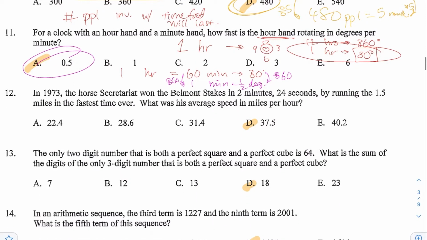Next for number 12, in 1973, the horse Secretariat won the Belmont Stakes in 2 minutes, 24 seconds by running the 1.5 miles in the fastest time ever. What's the average speed in miles per hour? So here you have to convert again. You want miles per hour, so you have 1.5 miles, and here you have 2 minutes, 24 seconds. So let's convert everything into seconds first. That's going to be 120 plus 24, or 144 seconds.